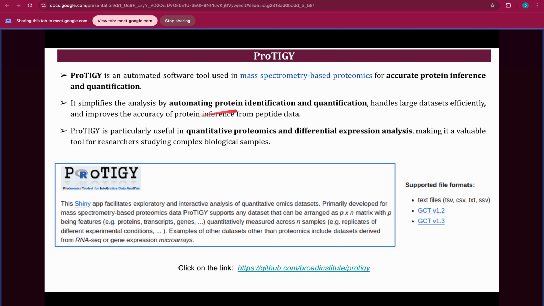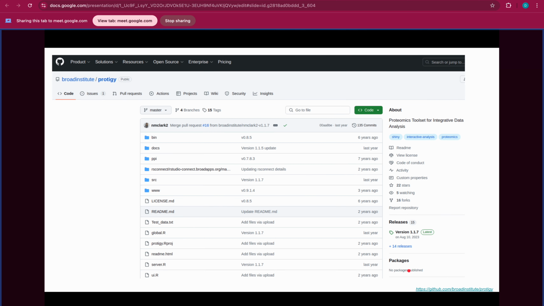If you have any quantification or mass spectrometry data, you can simply provide it to ProTIGY and it will help you automate the identification of proteins and quantify them. You can also look for their differential expressions. So for all such analysis you can use ProTIGY. In the later slides I have shown what advantages ProTIGY provides you and how you can go through it.